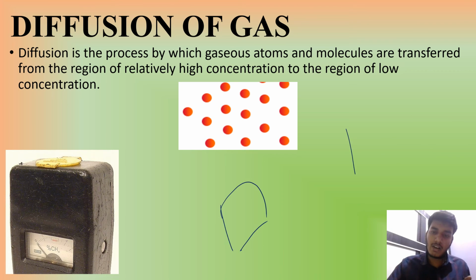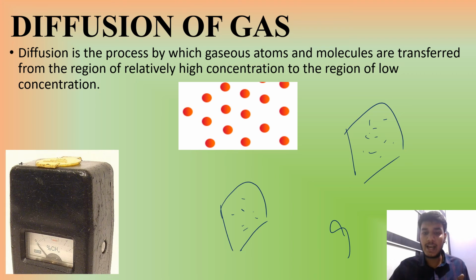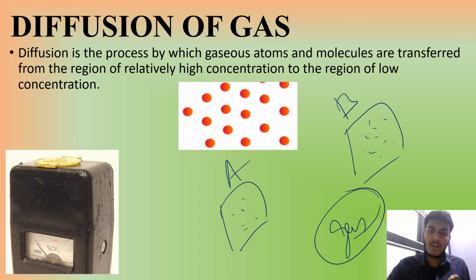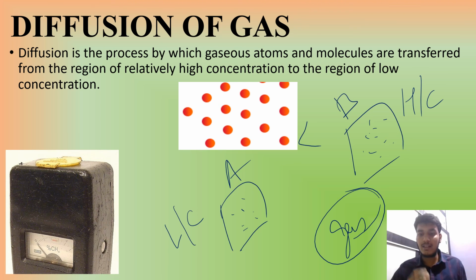Suppose I take a jar of equal volume and fill some molecules and atoms in that. These atoms and molecules are of gas. These are the gaseous atoms and molecules. Okay, now suppose it is A and it is B, the jar having the more number of atoms will have a more concentration. Suppose B is having more number of atoms, so it will be a high concentration zone for A, and A will be a low concentration zone for B. These are relative terms.